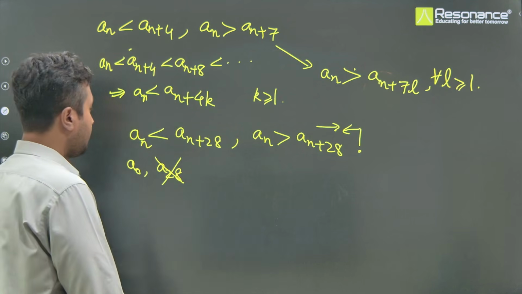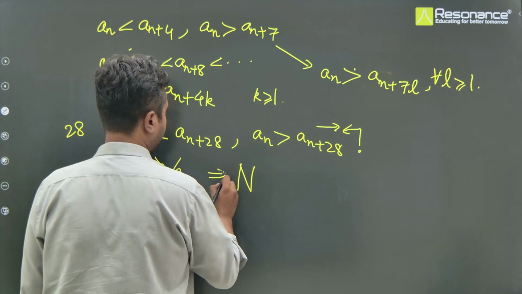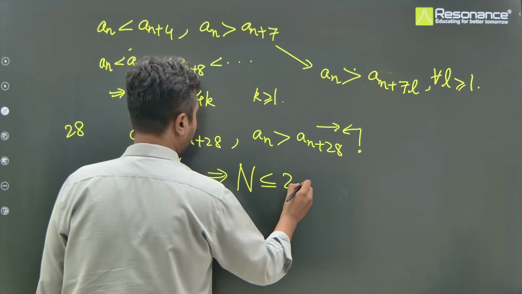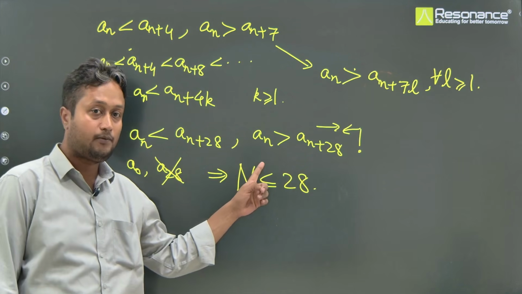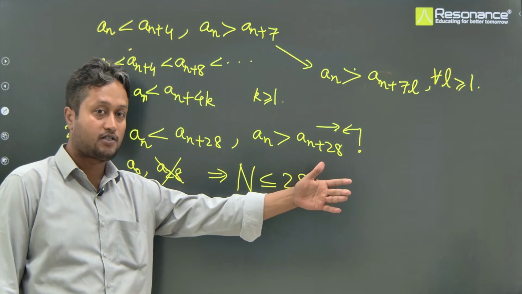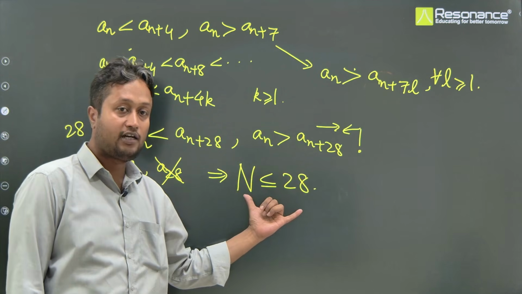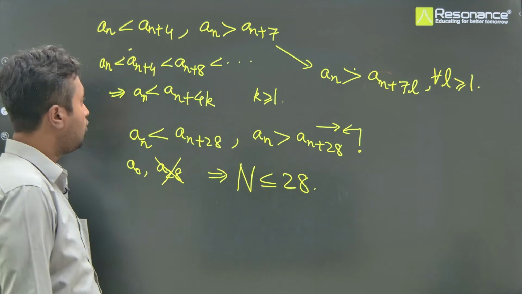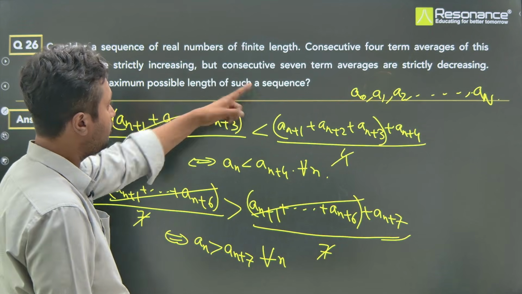That means the number of terms should be less than or equal to 28. If you had a_0 up to a_28, then that would be 29 terms. So you don't want that. Therefore, the number of terms has to be less than or equal to 28. Okay, what's the maximal possible length of such a sequence?